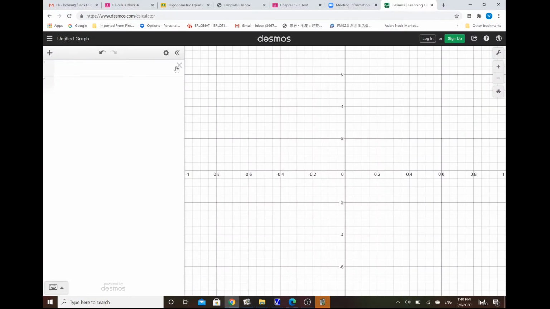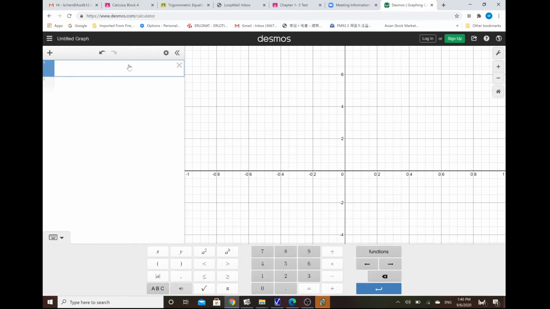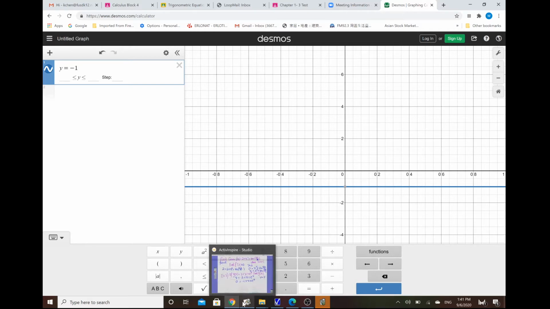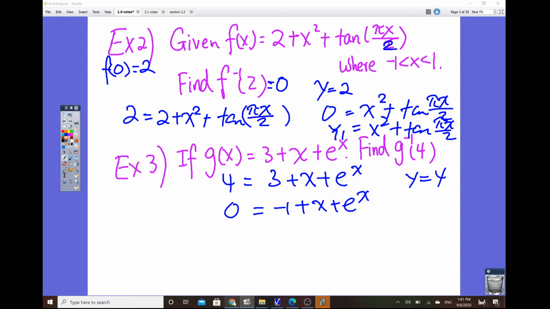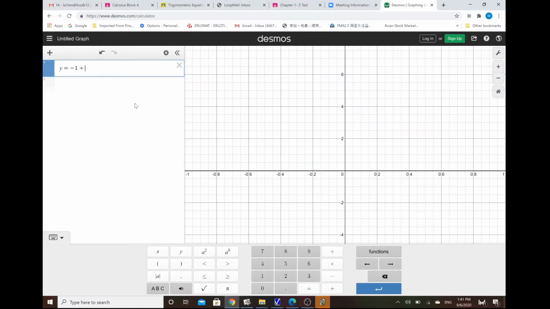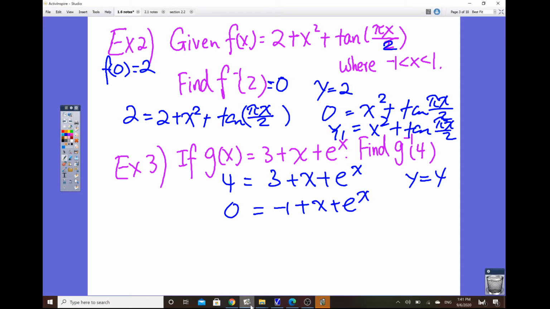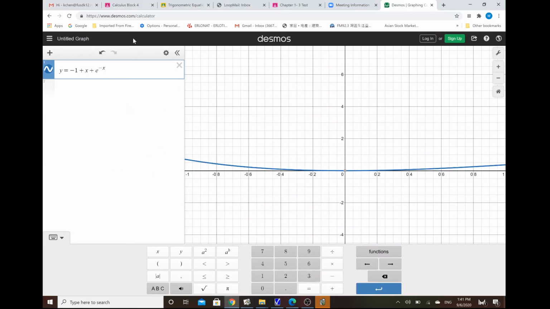So y equals -1 plus x plus e to the power of x. There's no need to put in the range here. We didn't finish putting in the whole function, so let's see. The one we have is -1 plus x plus e to the power of x. So plus x, plus e caret x. Make sure we're putting e to the power of x, not -x. There's no reflection here.